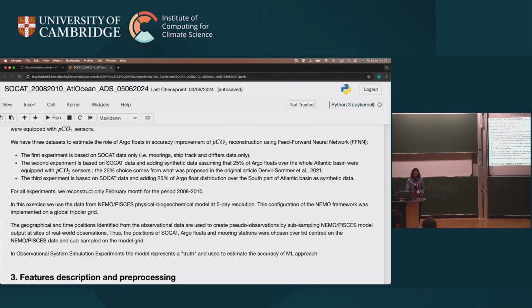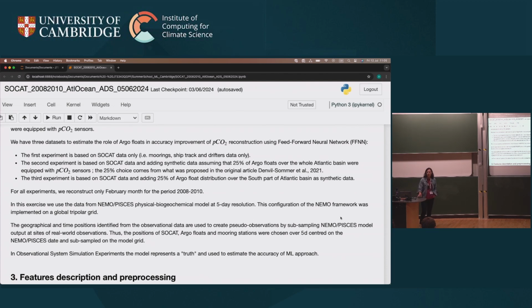The first one is based on SOCAT data only. We use a small period, so as not to use too heavy data, from 2008 to 2011, and we will try to reconstruct February, just 1 month, from 2008 to 2011. So the first experiment is SOCAT data only.